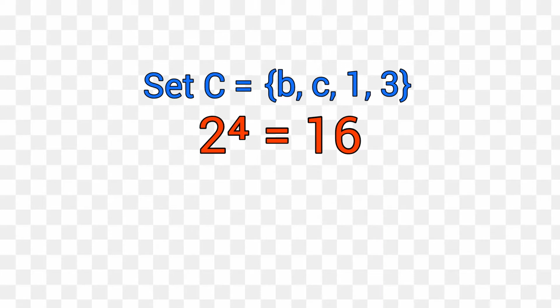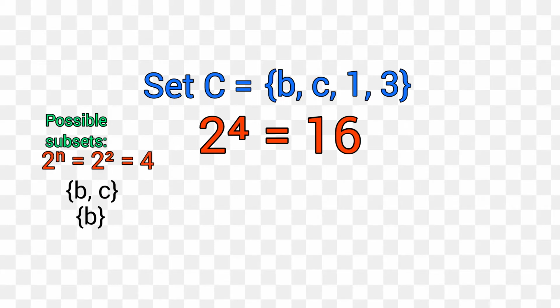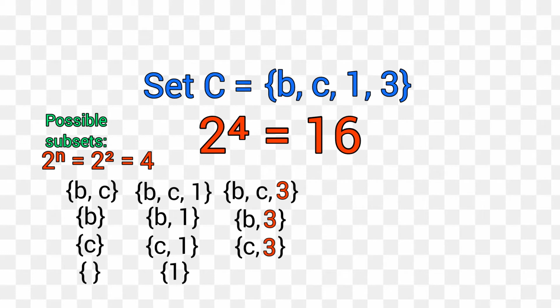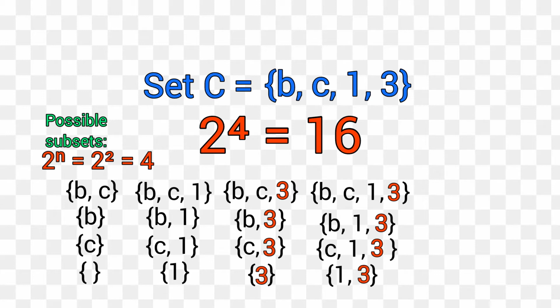Writing all 16 subsets is tedious, not unless you have the technique of enumerating them all in an orderly fashion. And that is exactly what we are going to do. First, we only consider the first 2 elements, B and C. And there are 4 possible subsets with only 2 elements as shown. Then to every subset we add element 1. Again, we add element 3 to all the existing 8 subsets. Now we got all 16 possible subsets of set C.